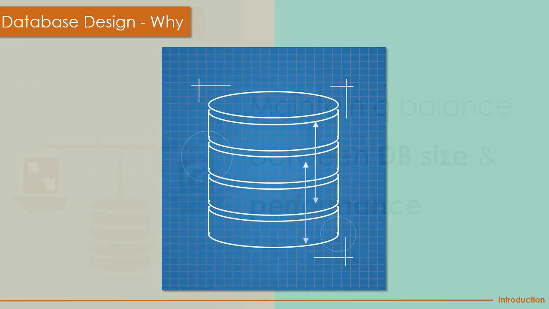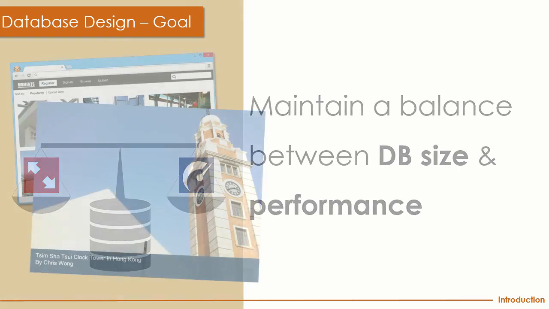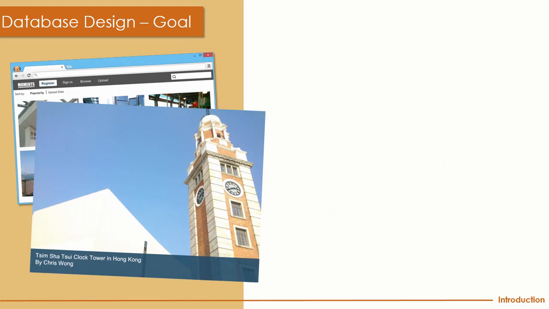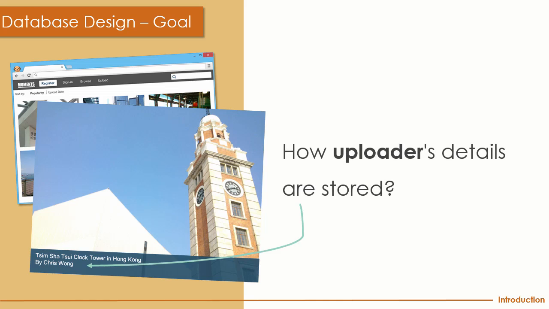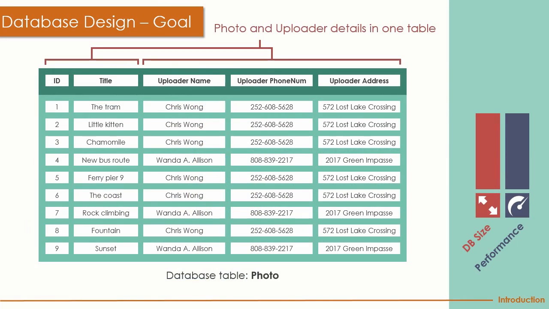A good database design serves the goal of maintaining the balance between the database size and the performance. So let me show you a simple example of how to balance size and performance. Here we have an example where we have a photo. Under the photo, we have the uploaded detail, like who uploaded the photo. This is uploaded by a person called Chris Wong. You can imagine you can save it in the database like that. You have saved all the photo and uploaded detail in one single table.